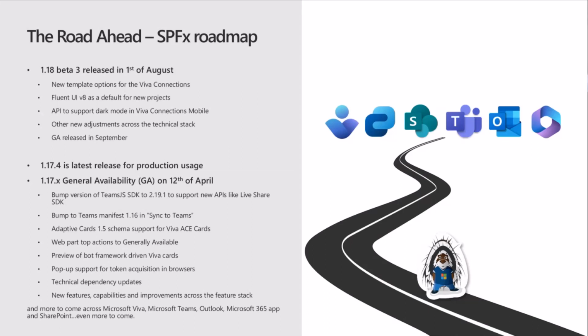And in there, that's going to focus on the new template options for your connection. There's Fluent UI v8, which is now the default for new projects. The API support for dark mode in Viva Connection Mobile is going to be included there. A few other adjustments and technical stack improvements. And that's the key point in 1.18, as said, coming in roughly mid-September. 1.17.4 is the latest version for production usage, and I'm not going to cover what was in 1.17.